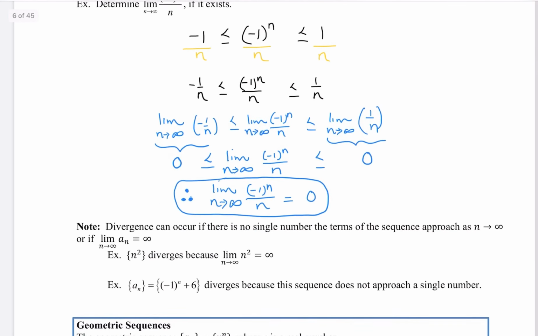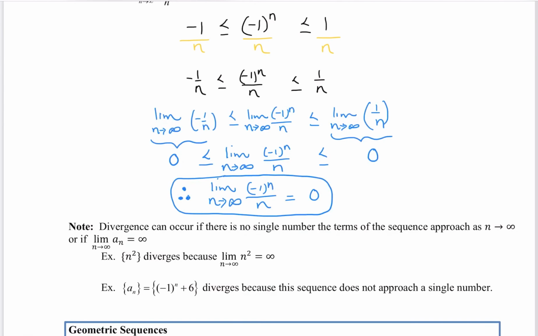All right, so also summarizing the same fact here, this must be more how this book writes it out. Divergence can occur if there is no single number that the terms of the sequence approach. That gets back to my subsequences idea, and that's more like other books' language: if subsequences converge to two different numbers, then the overall sequence diverges.